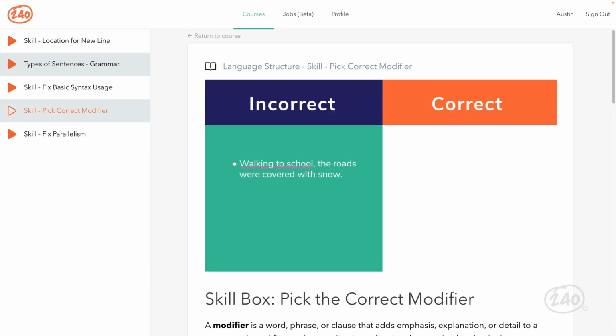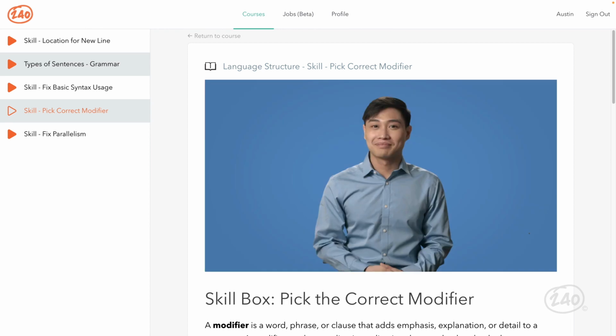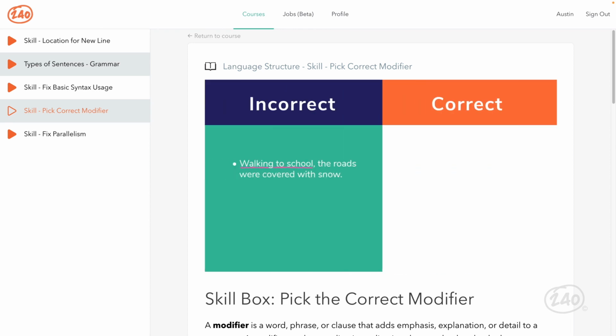A dangling modifier is not clearly related to the word or phrase it modifies. Walking to school, the roads were covered with snow. I didn't know roads could walk. Walking to school, I noticed the roads were covered with snow. We need the subject I. I am the one walking, not the roads.